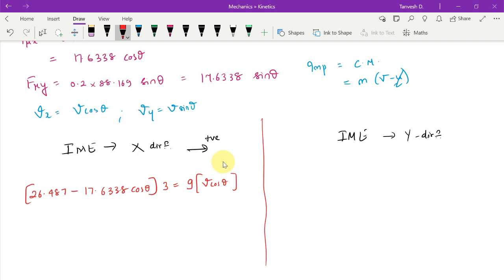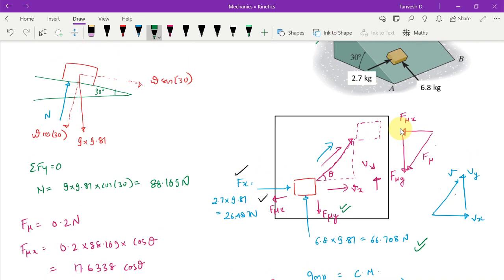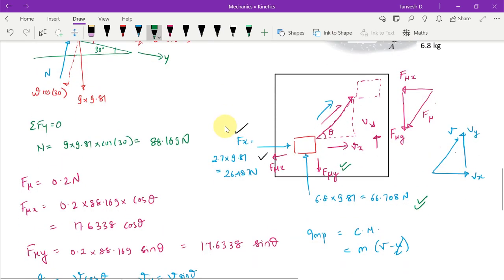Let us write for the y direction also. So what are the forces that are causing the motion in the y direction? We have this force which is 66.708 newtons. We have F mu y which is acting opposite to it, and there is one more force, where many students tend to make a mistake, which is the weight of that object along the y direction. You understand that this is your y direction and the x direction is basically coming towards you. It is in three-dimensional space, and this would be the z direction. So along the y direction, we do have one more force, which is w sin 30.